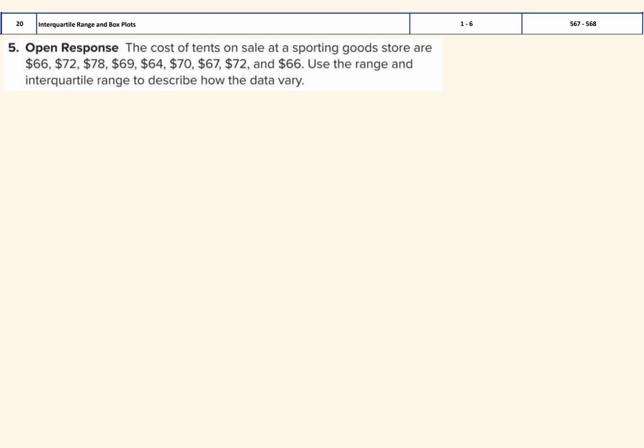Question number 5. The cost of tents on sale at a sporting goods store are as follows. Use the range and interquartile range to describe how the data vary. Whenever you are asked to find the interquartile range and the range, you need first to arrange the data from smallest to greatest. So this is the first step.